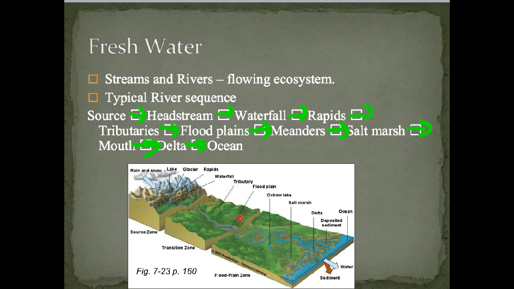Floodplains, these areas are where flooding occurs, but depending on your source and how much is coming down, you can have these areas expand quite rapidly and greatly, depending on the source. Meanders, as it meanders. And then salt marshes as you get down towards your mouth and your delta to the ocean.